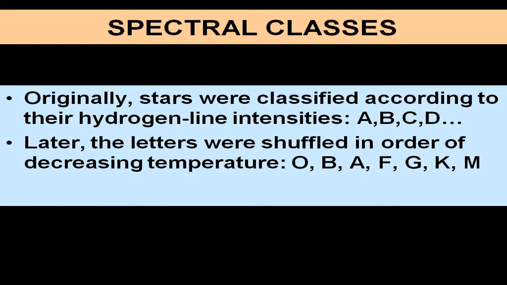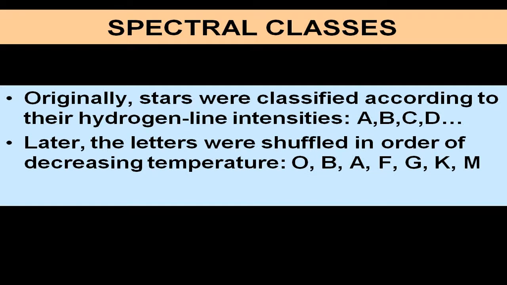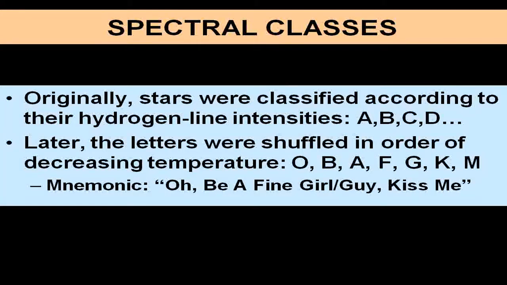As they were reshuffled, it turned out that O was the hottest, B was the second hottest, A, F, G, K, M in order, like that. So in terms of temperature, now you can use a mnemonic device, a memory device, to remember this order of hottest to lowest temperature, O, B, A, F, G, K, M. And the phrase is, "Oh, be a fine girl or guy, kiss me." And that helps remember OBAFGKM.